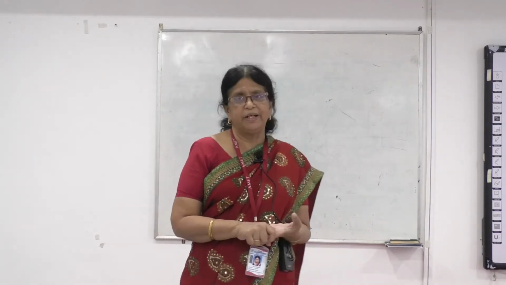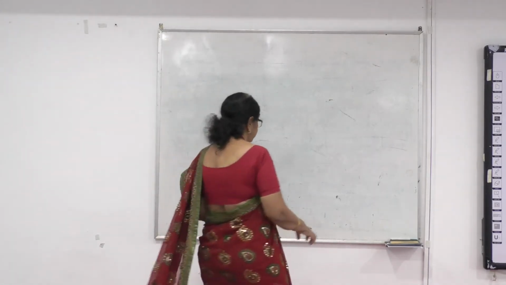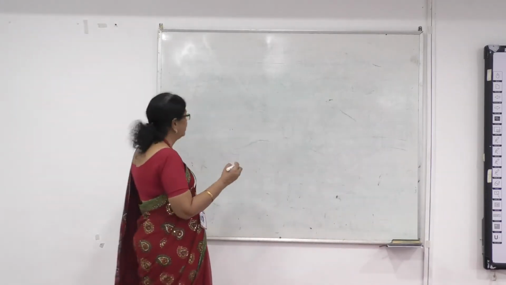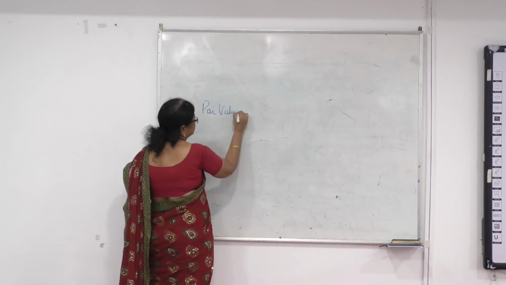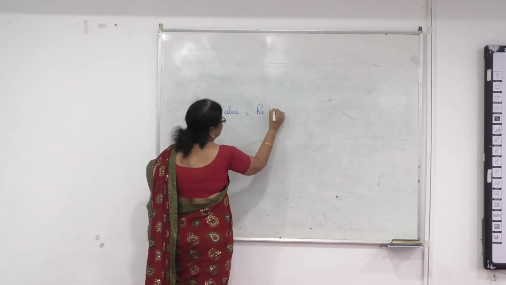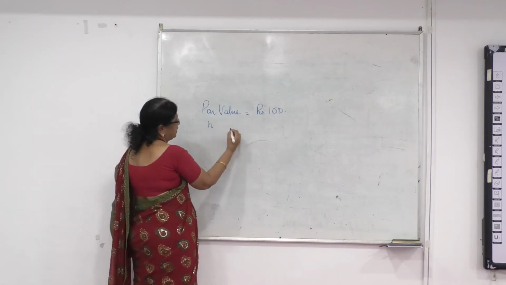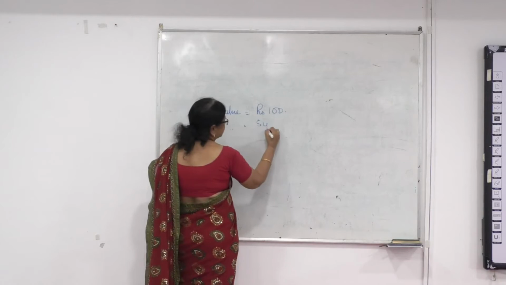With the help of a numerical example, let us learn the concept once again. So let me assume there is a bond and the par value of this bond is equal to rupees 100, and the number of years to maturity, which we take to be N, is 5 years.